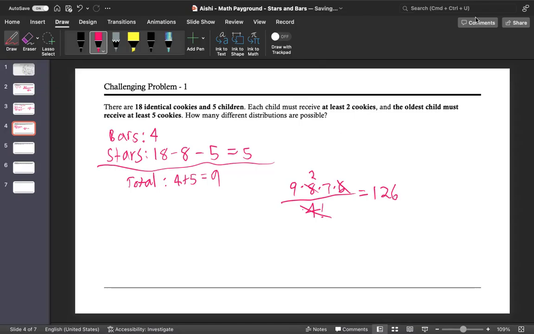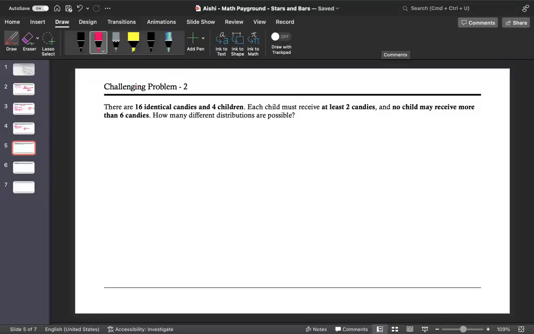Challenging problem number 2. Well, 1 wasn't too unfamiliar, and it was a little familiar, but we'll see what happens next. Okay, challenging problem number 2. There are 16 identical candies and 4 children. Each child must receive at least 2 candies, and no child may receive more than 6 candies. How many different distributions are possible?